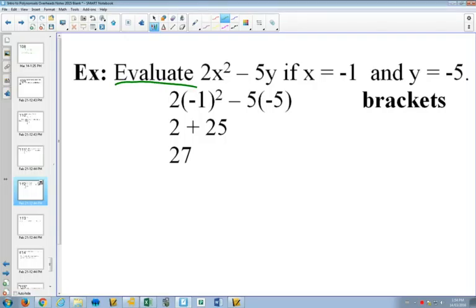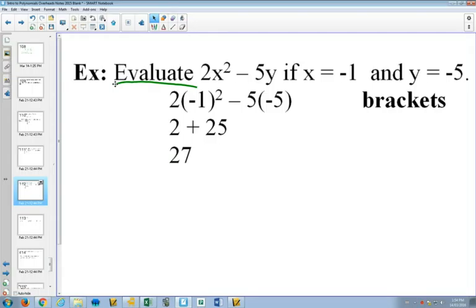And we have two variables in our expression, but we're told x is equal to negative 1 and y is equal to negative 5. So that means wherever there's an x, you're going to replace it with a negative 1. Wherever there's a y, you're going to replace it with a negative 5. Then you go through your order of operations. What would you do first?